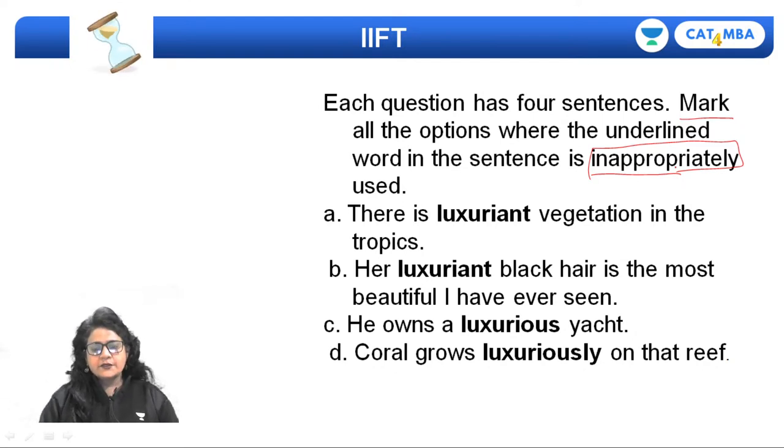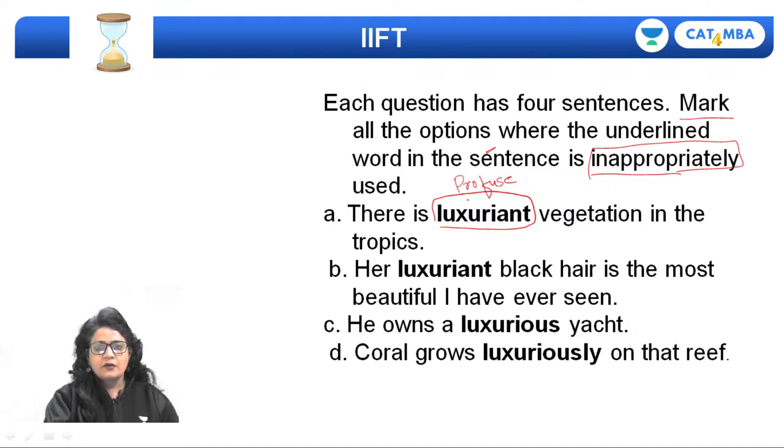Which of these is using the word incorrectly, inappropriately? Two confusing words. So luxuriant is something which is abundant, something which is in profusion. Profuse or profusion, too much of something. Take vegetation, something which thrives, flourishes. So this is used for something which grows rapidly and in abundance. That is luxuriant. Luxuriant growth of apples, luxuriant growth of flowers in summer, in winter.